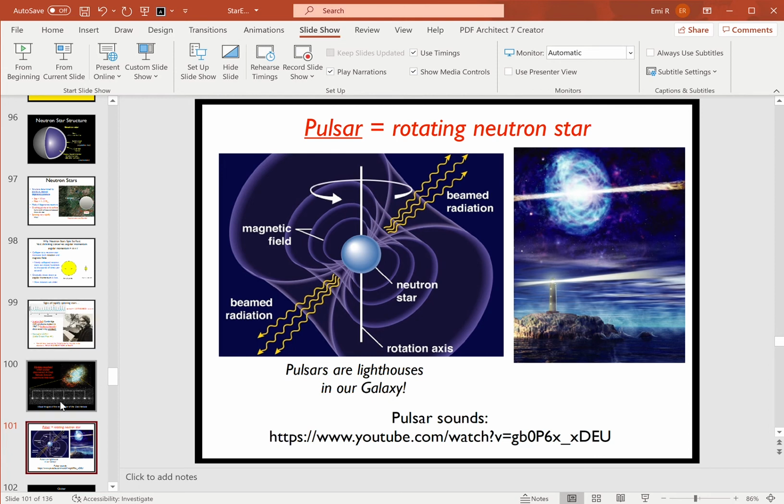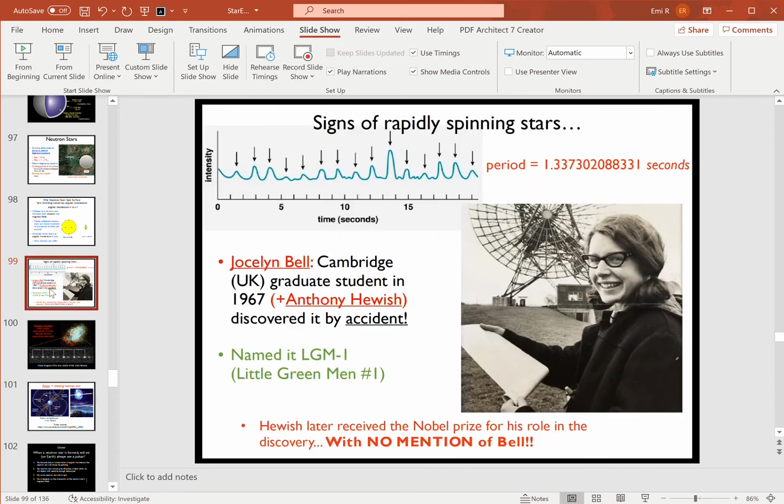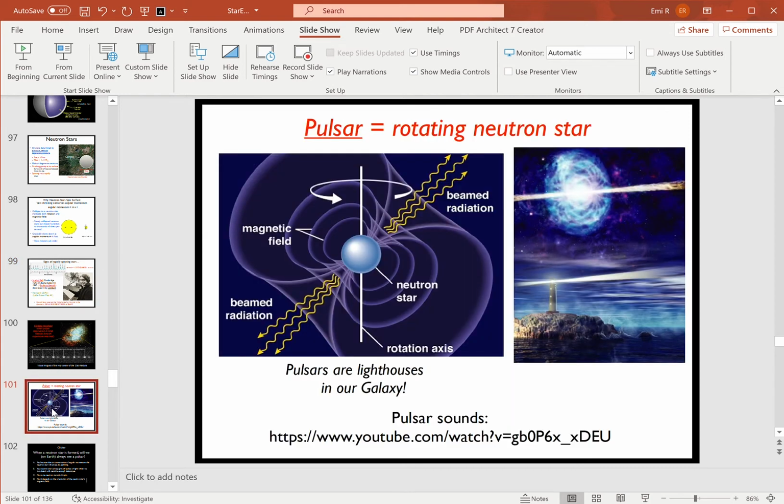So those stars are what we call pulsars. A pulsar is a rotating neutron star. So Jocelyn Bell was the first one to discover the existence of a pulsar in the universe. And so a pulsar is a rapidly rotating neutron star. Now there is a saying. We can say that all pulsars are neutron stars, but not all neutron stars are pulsars.